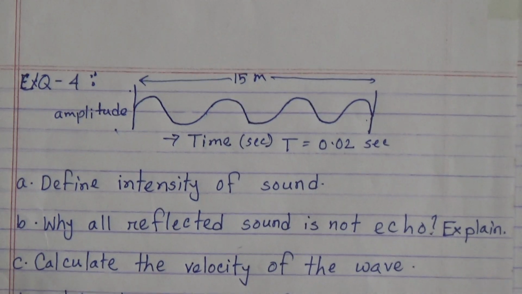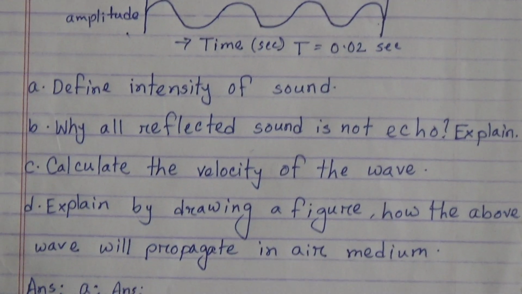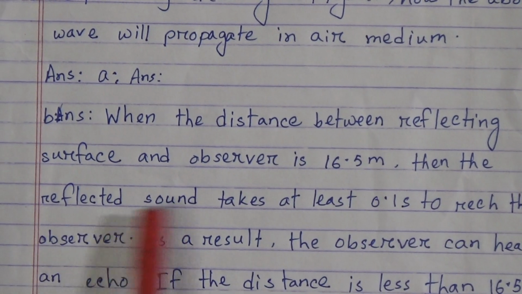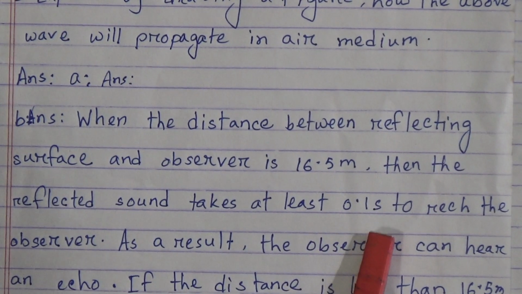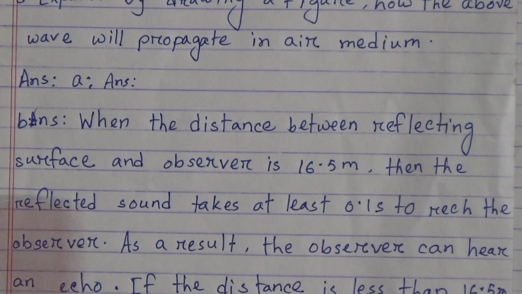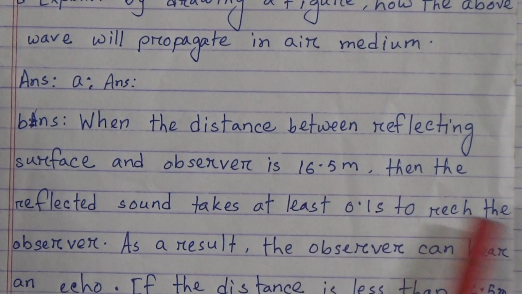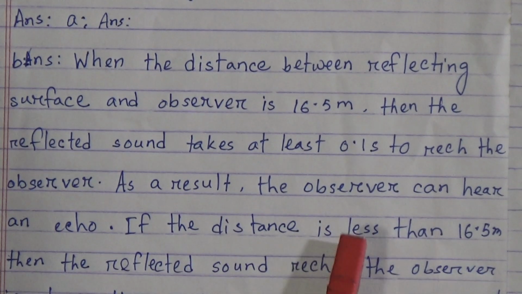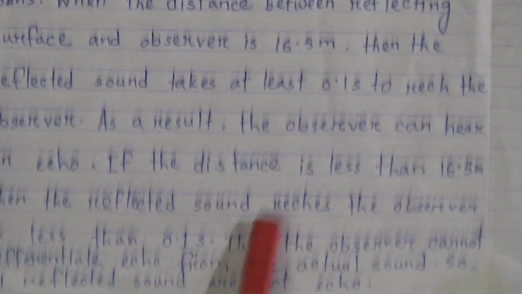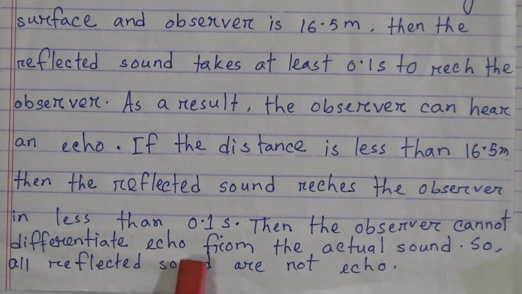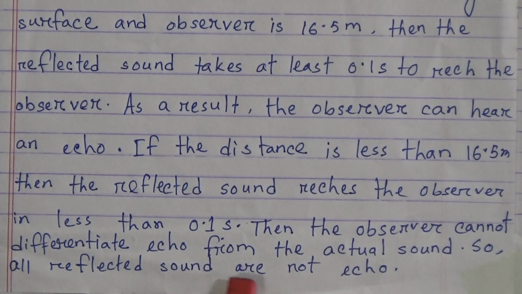When the distance between the reflecting surface and the observer is 16.5 meter, then the reflected sound takes at least 0.1 second to reach the observer. My dear students, we know 0.1 second is the minimum time for an echo to take place. As a result, the observer can hear an echo. And if the distance is less than 16.5 meter, then the reflected sound reaches the observer in less than 0.1 second. Then the observer cannot differentiate the echo from the actual sound. So all reflected sound is not an echo.